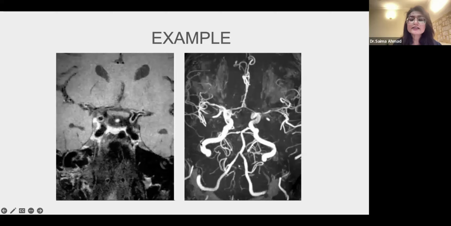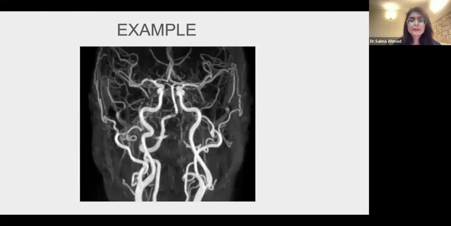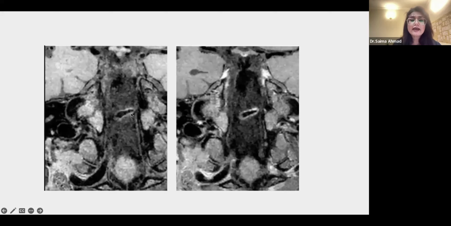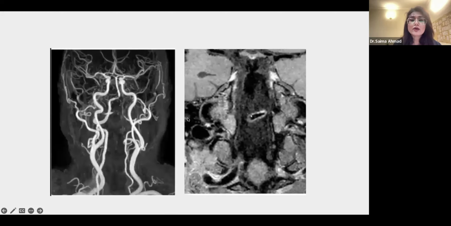So this goes in favor of the diagnosis of vasculitis or atherosclerosis, and it appears to be vasculitis in this case. In the next example, you can see this is also the TOF MRA, and there is a focal narrowing involving the right vertebral artery. When we compare with the vessel wall imaging, you can see that there is enhancement at the exact area where there is a focal narrowing. You compare with this area.